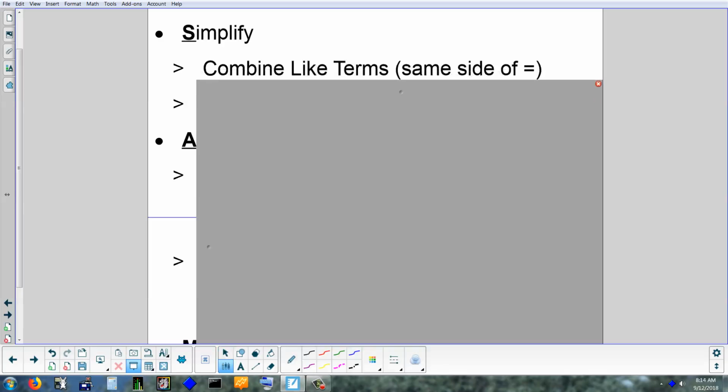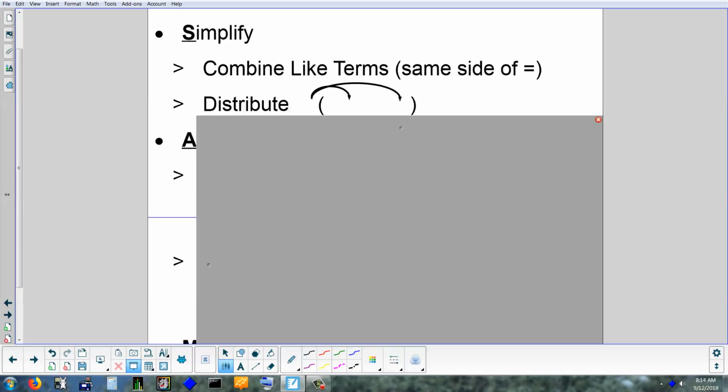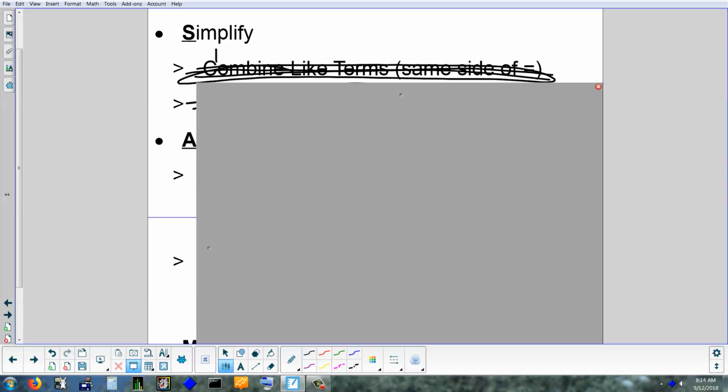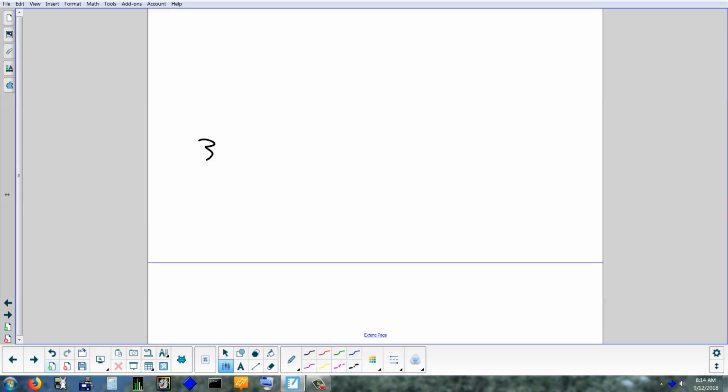So the first thing under simplify is... nope, let me fix that. These need to be reversed. So the first thing you always do under simplify is distribute. So if there's any distributive property in the problem, you always distribute first. So how would you know if a problem has distributive property in it? It's not going to say this problem has distributive property. Yeah, exactly, parentheses. So if you see an equation, something like this, the first thing you would do right there is distribute.